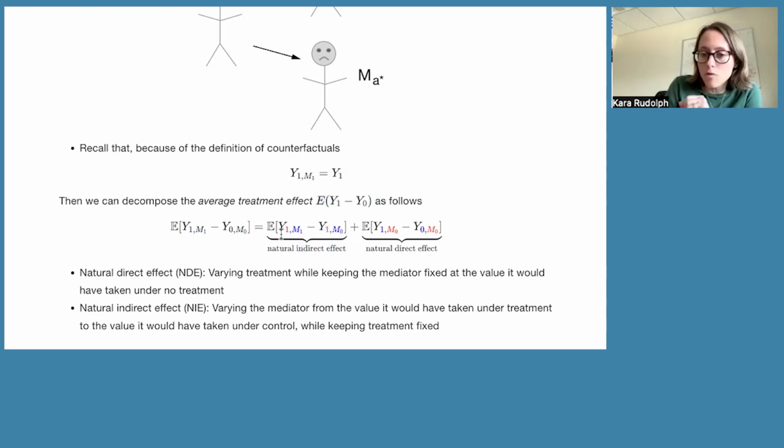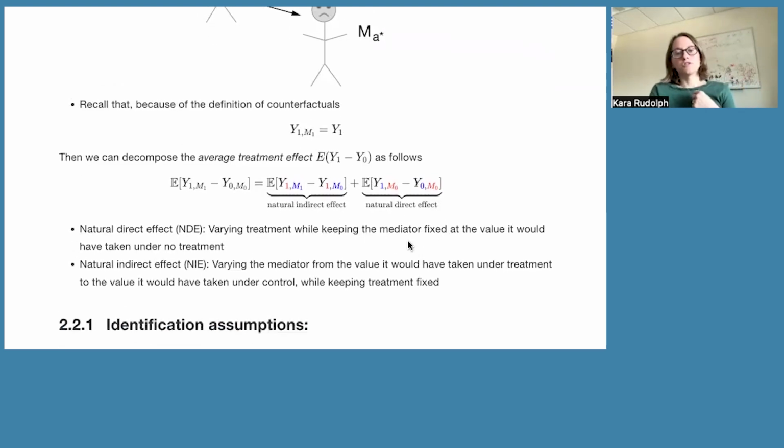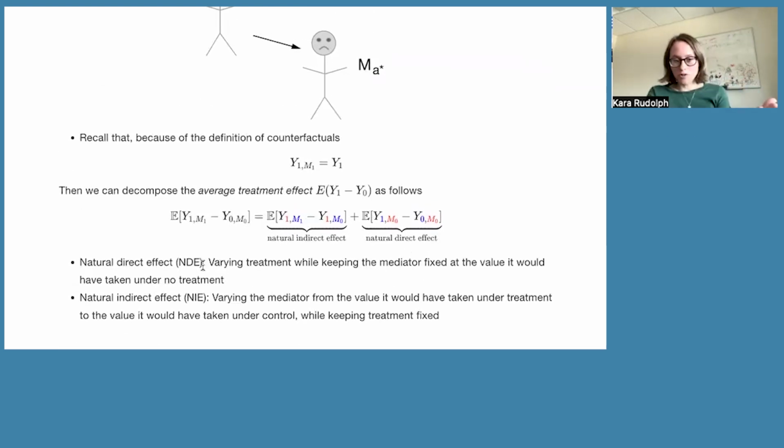So A equals 1 for both parts of this contrast, but contrasting these two counterfactual mediator values under A equals 1 versus A equals 0. And then the natural direct effect, which is holding the mediator constant at whatever value it would have taken under no treatment, and contrasting A equals 1 and A equals 0. I said this in words already, but if you want, it is in words right here.